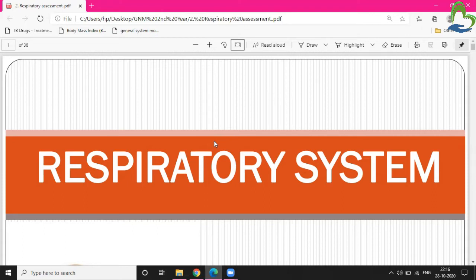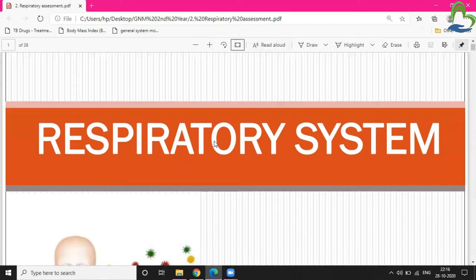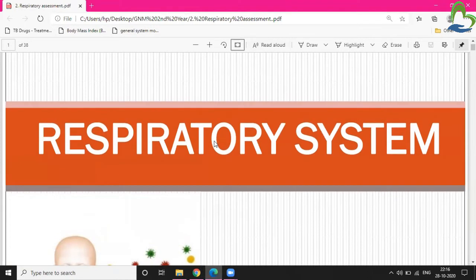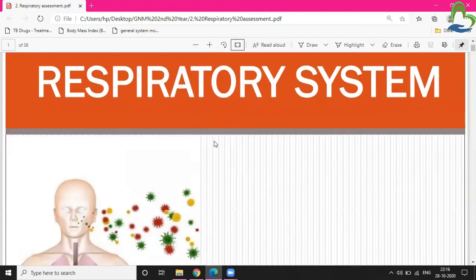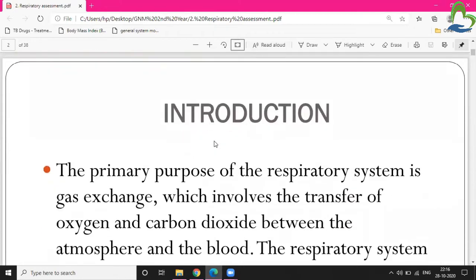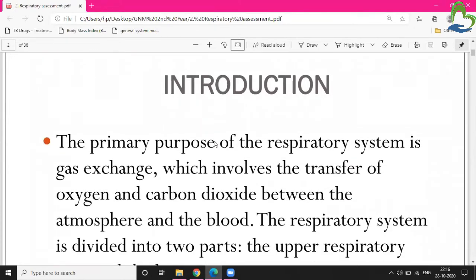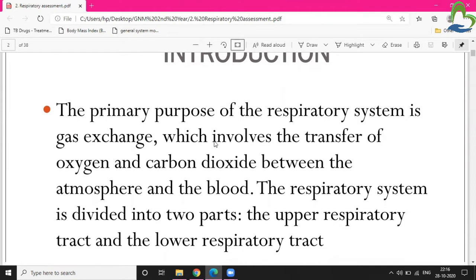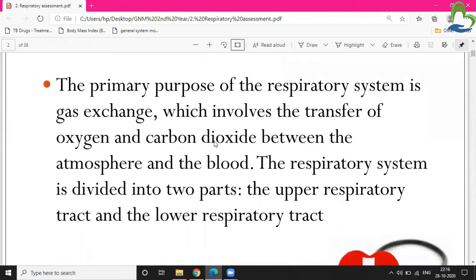Today, we are going to learn about the respiratory system. Starting with that, we will see how to perform a respiratory assessment and how to collect history for that. To begin with, if we see the introduction of a respiratory assessment, the primary purpose of the respiratory system is gas exchange, which involves a transfer of oxygen and carbon dioxide between the atmosphere and the blood.